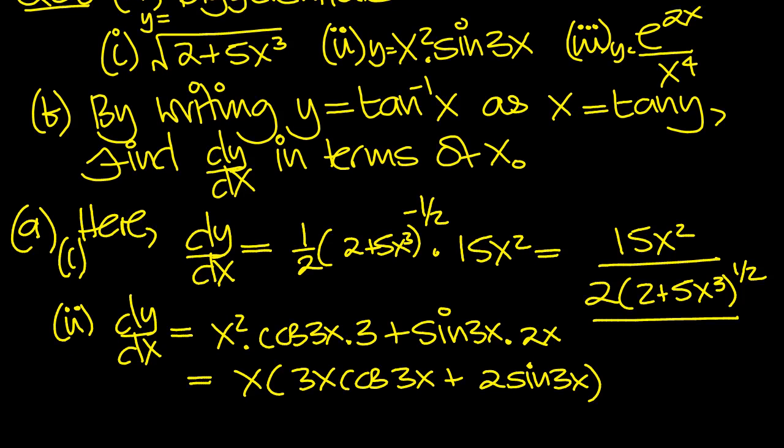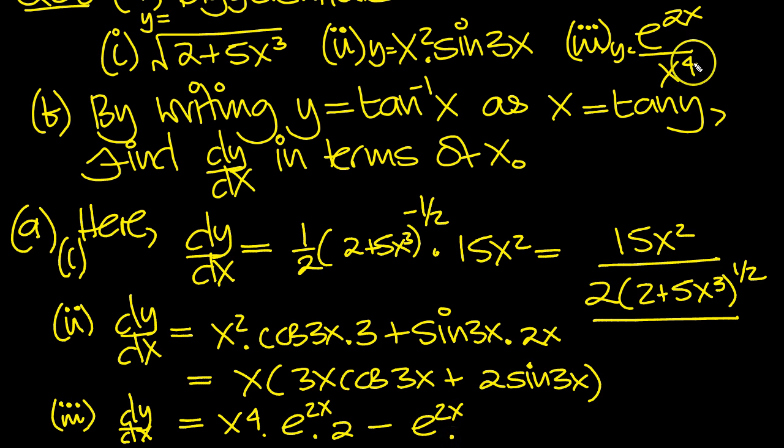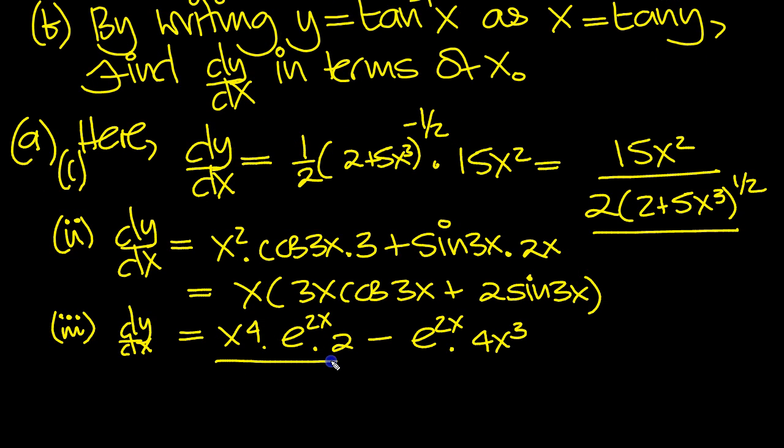e to the 2x over x to the 4 now, so part 3. So this is a quotient, so dy/dx is equal to v, x to the 4, times du/dx, e to the something goes to e to the something, multiplied by the something differentiated, minus u times dv/dx, 4x cubed, all over v squared, isn't it? x to the 4 squared. x to the 4 power 2, so that's equal to then.